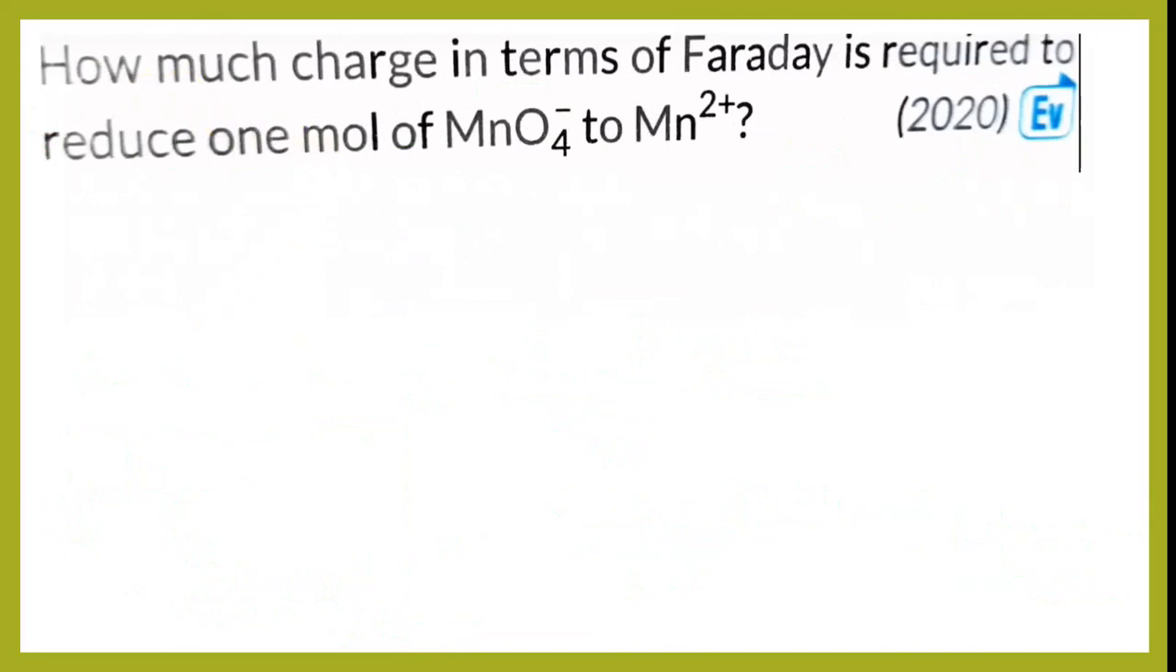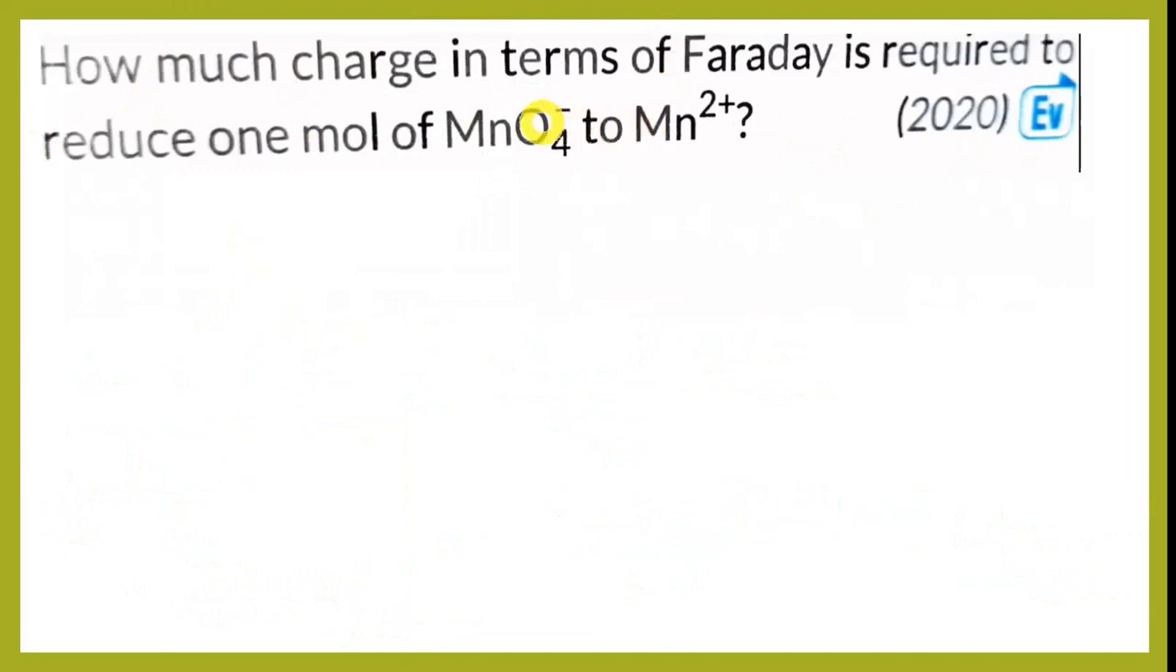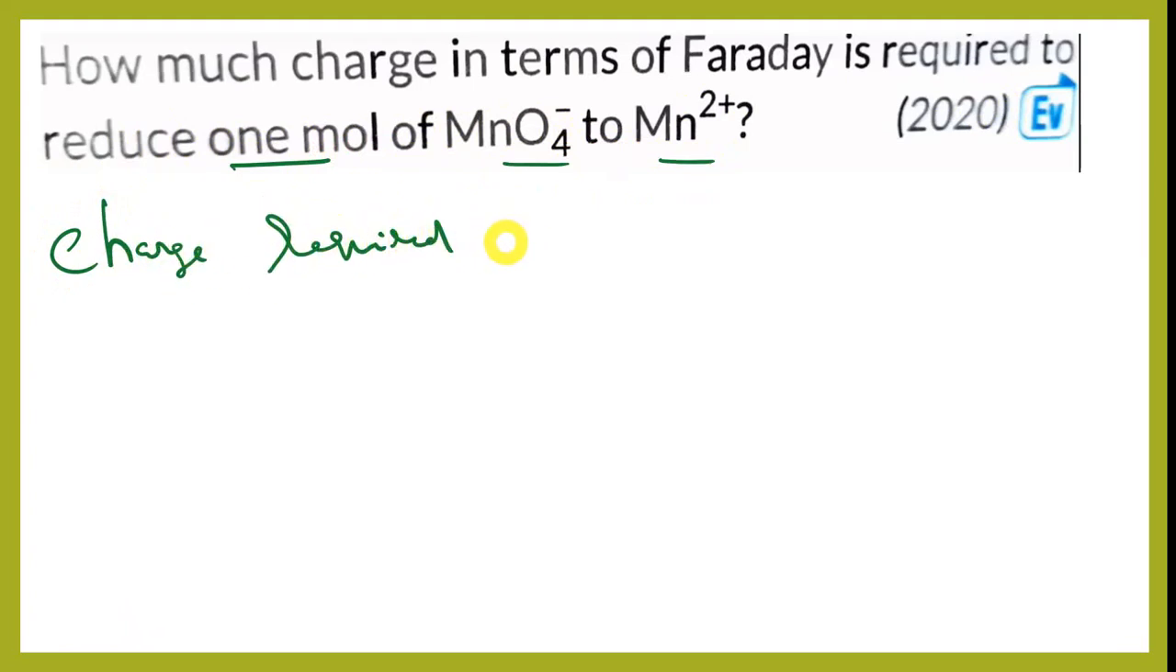How much charge in terms of Faraday is required to reduce 1 mole of MnO4 minus to Mn2 plus? So we know the formula: charge required is equal to nF. n means the number of electrons, F is Faraday.